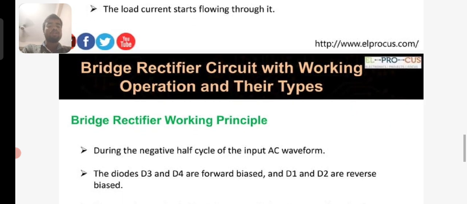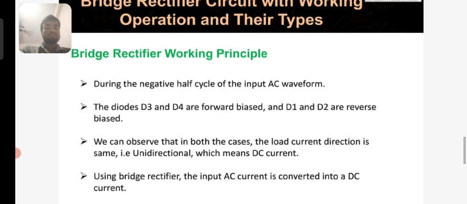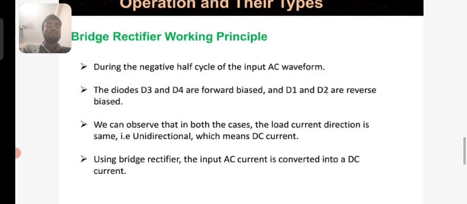During the negative half cycle of the input AC waveform, the diodes D3 and D4 are forward biased and D1 and D2 are reverse biased. We can observe that in both cases the load current direction is the same, unidirectional, which means DC current. Using a bridge rectifier, the input AC current is converted into DC current.